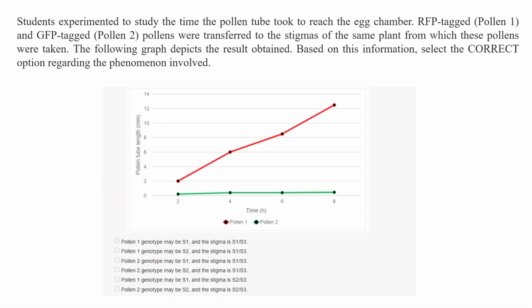The question is, students experimented to study the time the pollen tube took to reach the egg chamber. RFP tagged pollen 1 and GFP tagged pollen 2 were transferred to the stigmas of the same plant from which these pollens were taken. The following graph depicts the result obtained. Based on this information, select the correct option regarding the phenomena involved. Okay, your options are 1, 2, 3, 4, 5, 6.